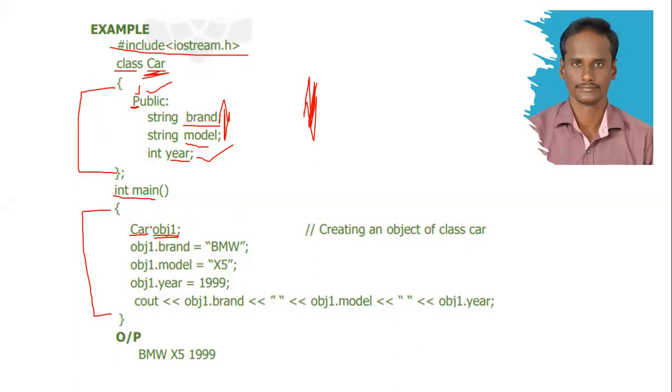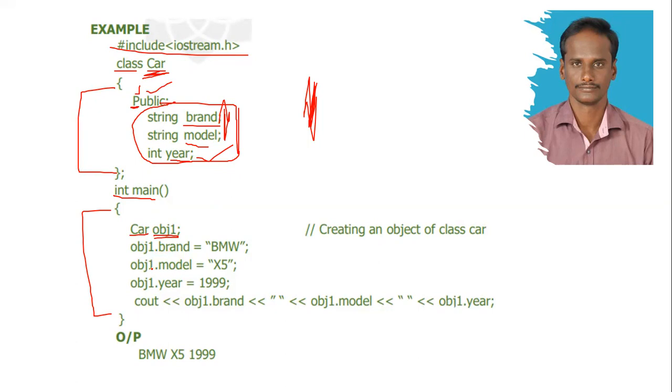Now we have created the object. While creating the object, automatically what happened? Memory space is allocated for these data members. Now it has some memory space. Brand has some memory space, model has some memory space, and the int has some memory space. Now after creating the object, we are assigning values to the data members.